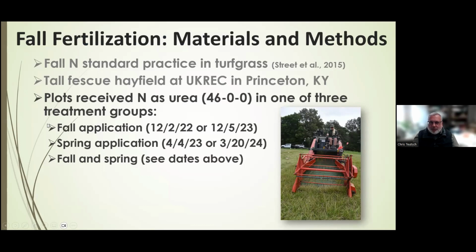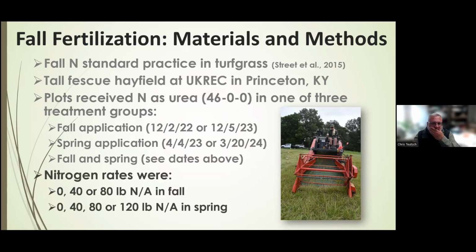We had a fall applied nitrogen, and that was in the first week of December. We had a spring, same amount of nitrogen applied in the spring, and then we had a split application where we applied all the treatments in both the fall and the spring, all possible combinations. And the nitrogen values were 0, 40, or 80 pounds of nitrogen applied in the fall. So we had no nitrogen up to 80 pounds applied in the fall. And then in the spring, we had 0, 40, 80, or 120 pounds of nitrogen applied, and then all possible combinations of these two.